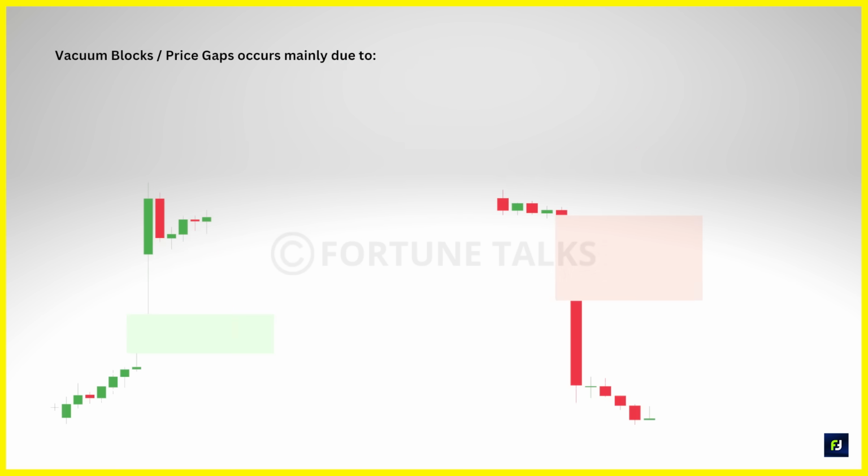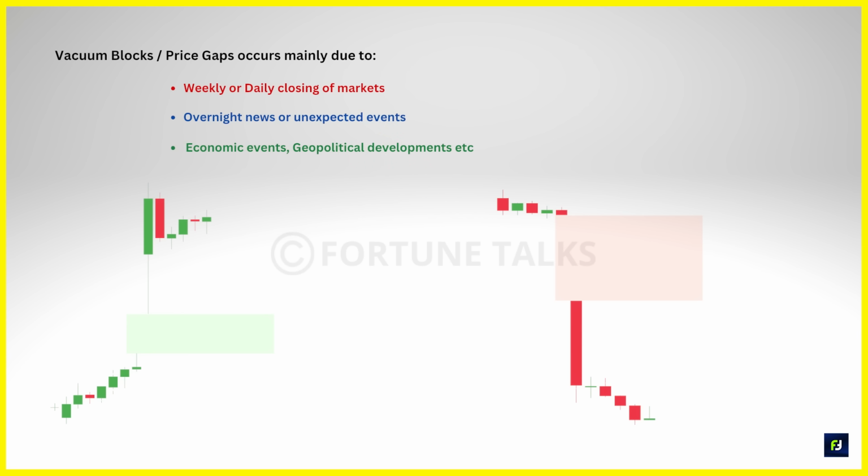The formation of such gaps in charts can be attributed to various market conditions. For instance, the market may close for the weekend and reopen with a gap due to new information or developments that occurred during the weekend. Other than that, sudden and unexpected market movements such as economic announcements, geopolitical developments, or even large institutional trades can lead to rapid price movements, creating such gaps.